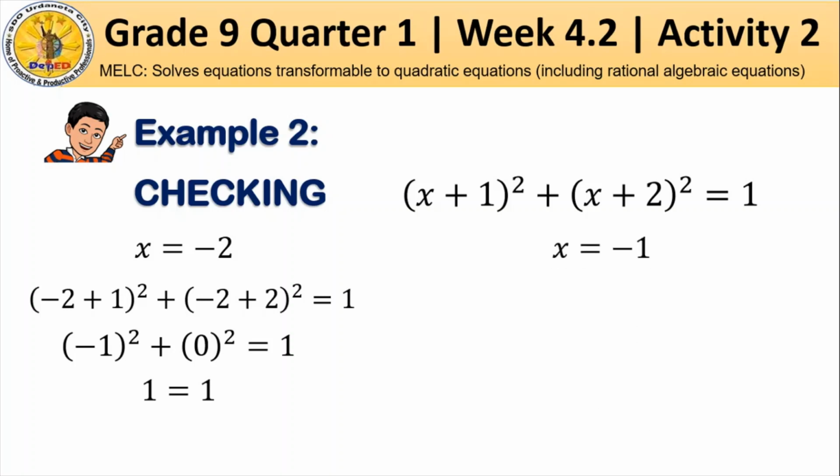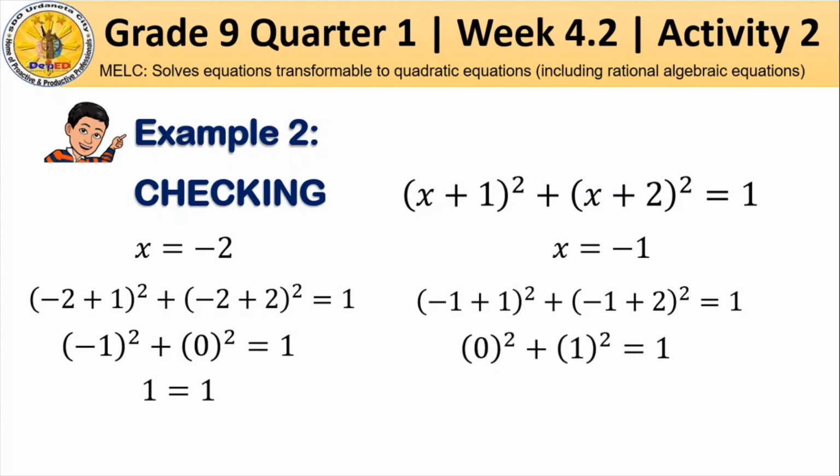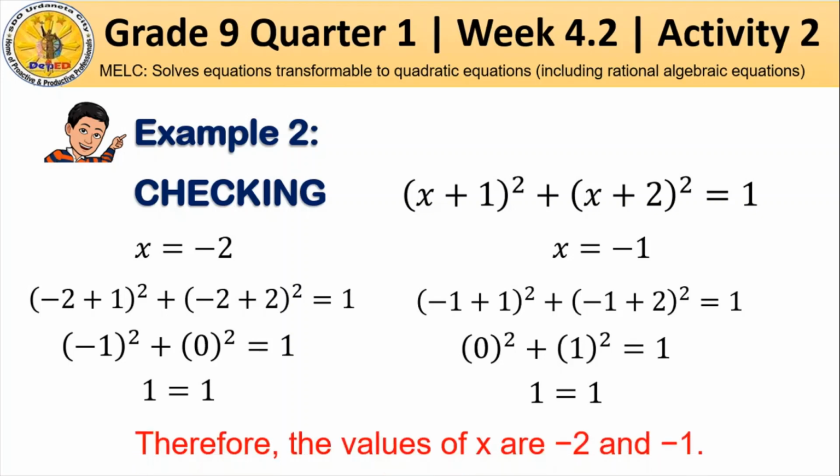When x is equal to -1, the square of -1 plus 1 plus the square of -1 plus 2 is equal to 1. We have the square of 0 plus the square of 1 is equal to 1. 1 is equal to 1. Again, the left side of the equation is equal to the right side of the equation. Therefore, the values of x are -2 and -1.